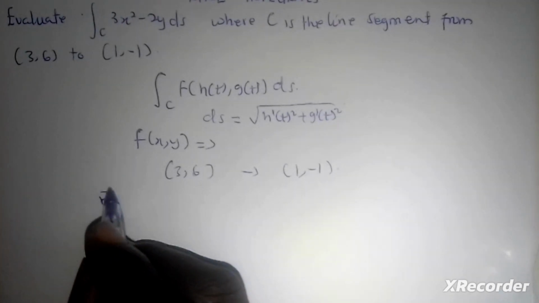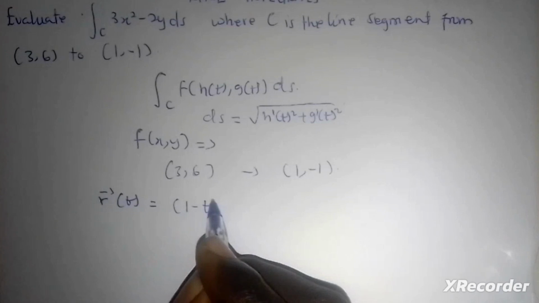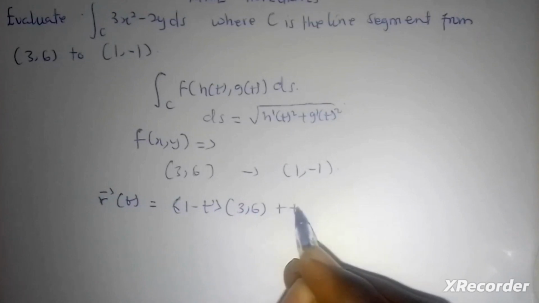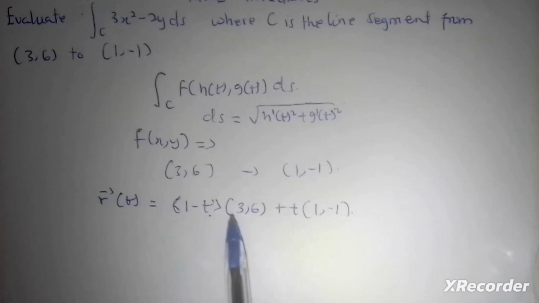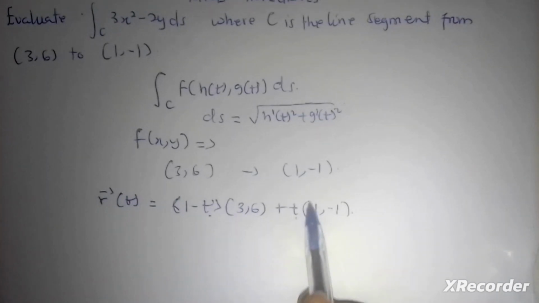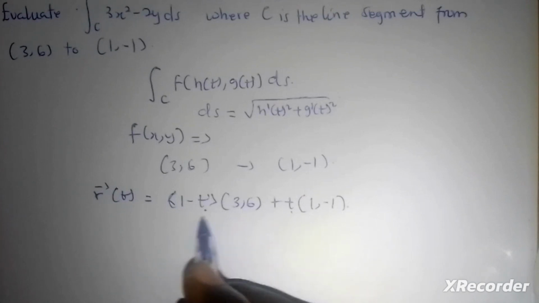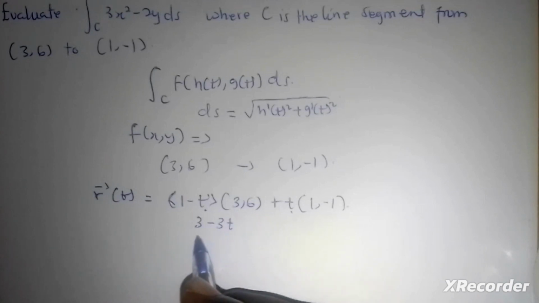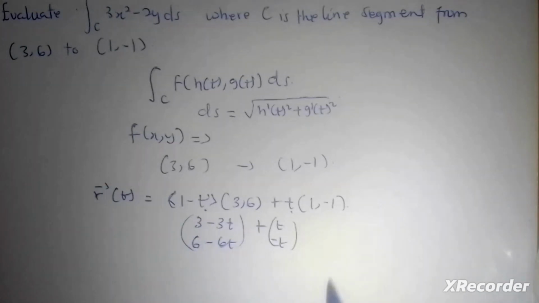That is, you find your r of t, which is generally given as (1 minus t) multiplying our first point (3, 6) plus t multiplying (1, -1). So the rule is always: 1 minus t will multiply the first point, plus t will multiply the second point. We expand this and I'm going to get 3 minus 3t, then 6 minus 6t plus t, negative t on this side.